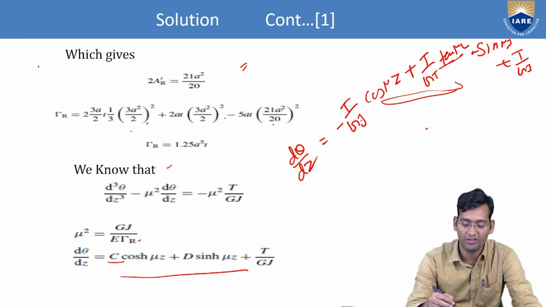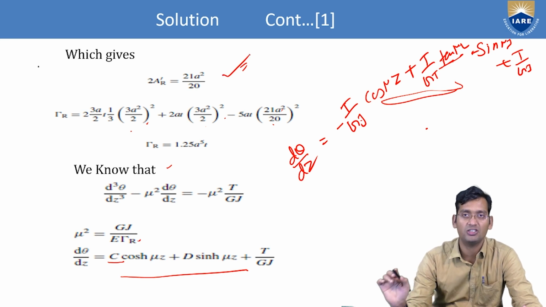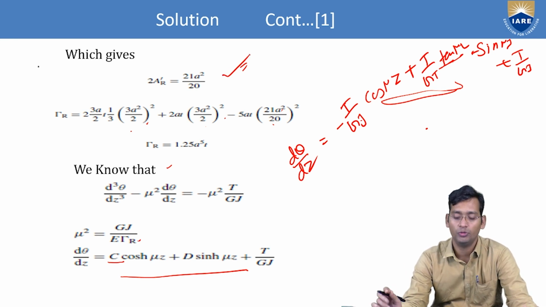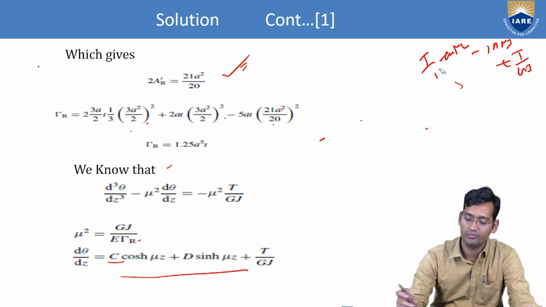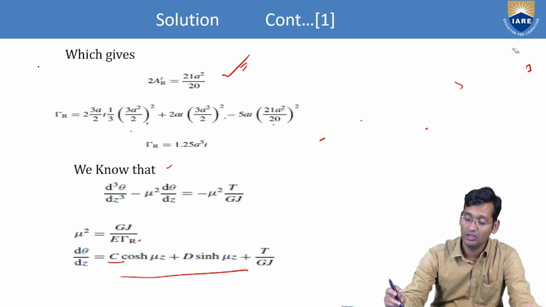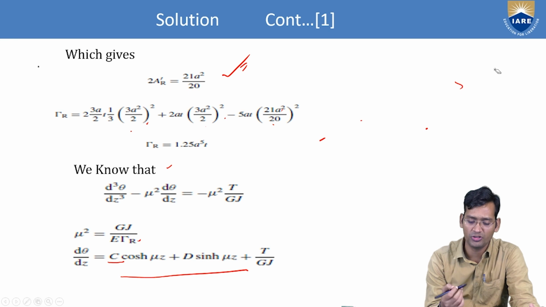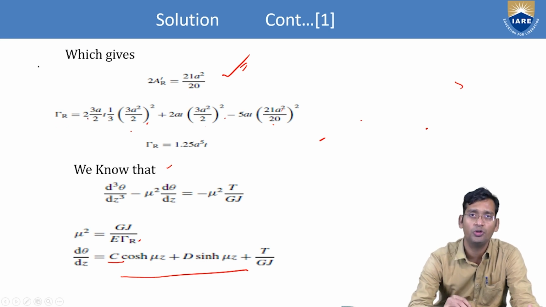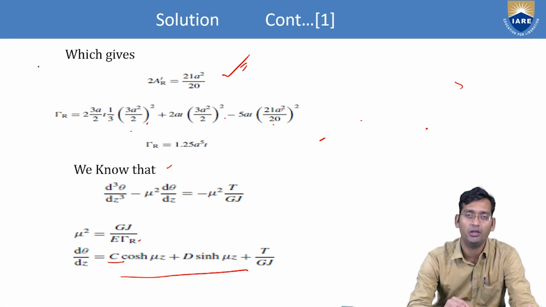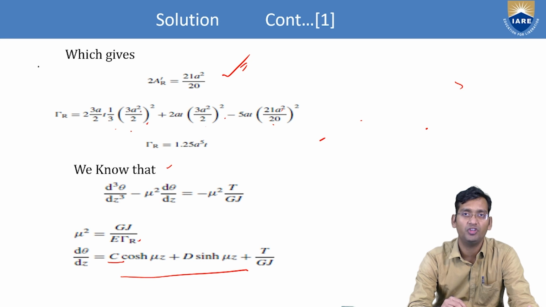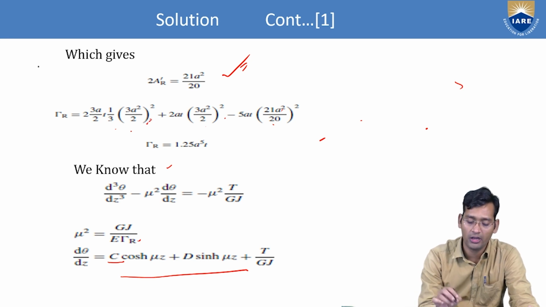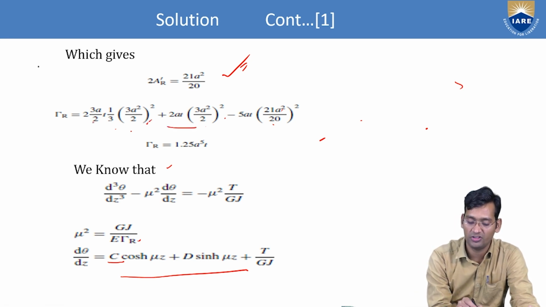Now, so from here, after simplifying, what will we get? 2AR dash equals 21A square by 20. Now, let's find the tau r. So tau r will be equal to, again just substituting the formula: 2 into 3A by 2 into T into 1 by 3 into (3A square by 2) whole square, plus for the second part, this is for the triangle, right?